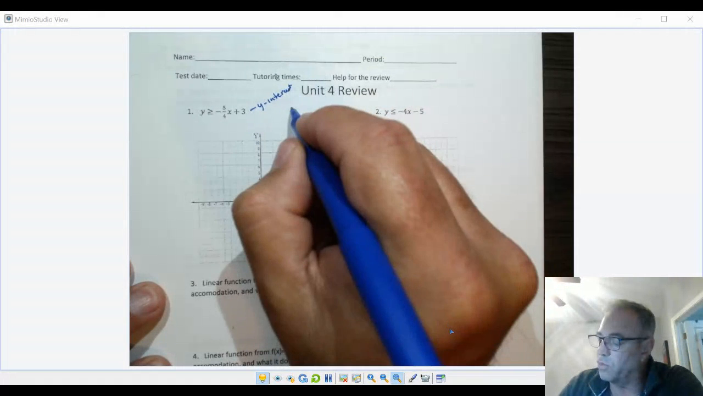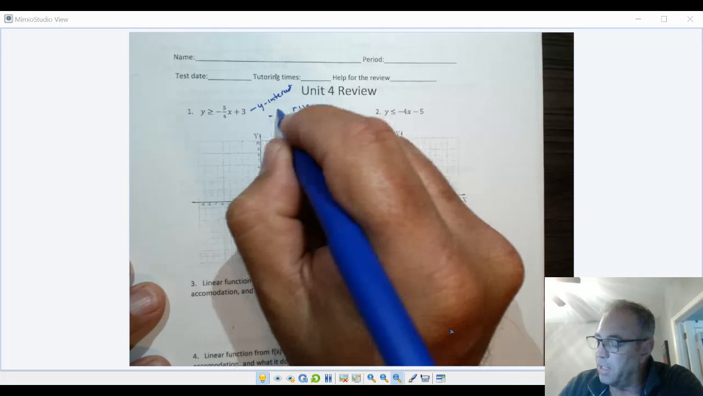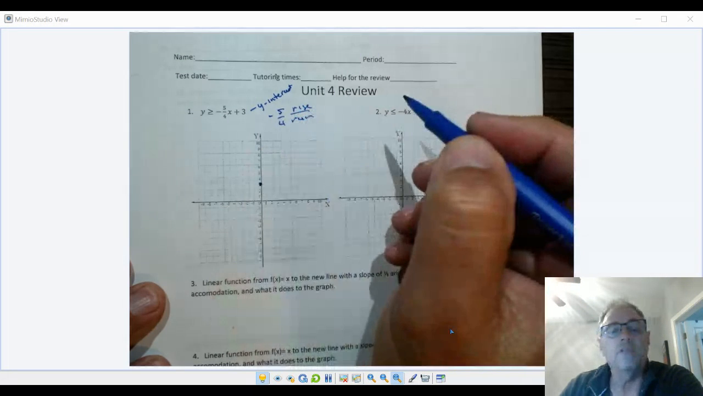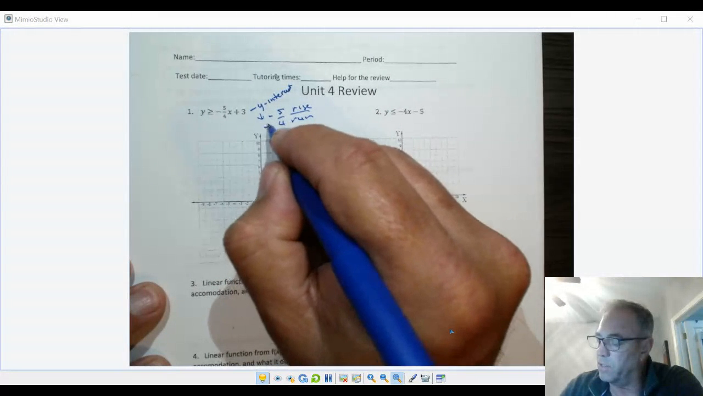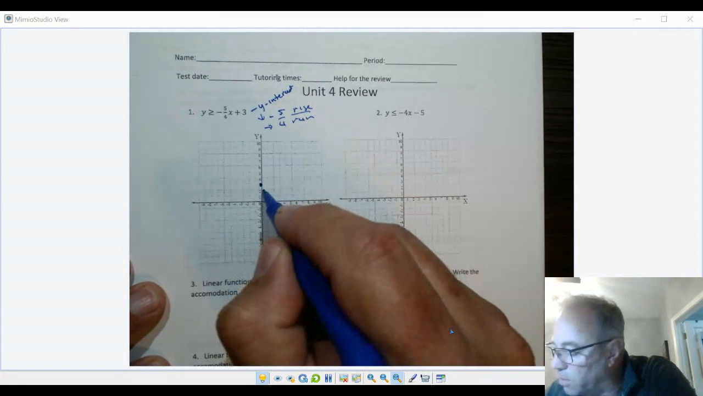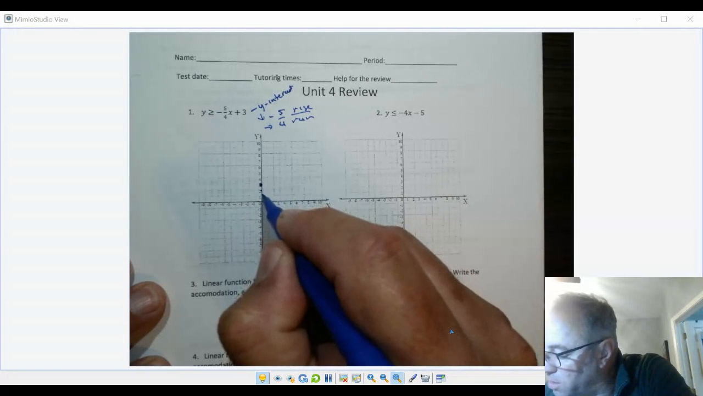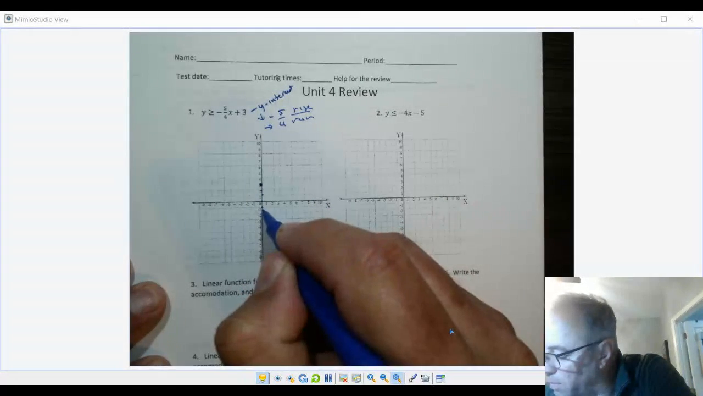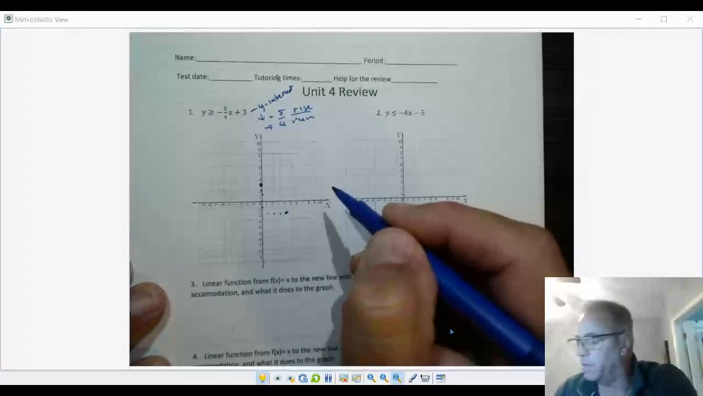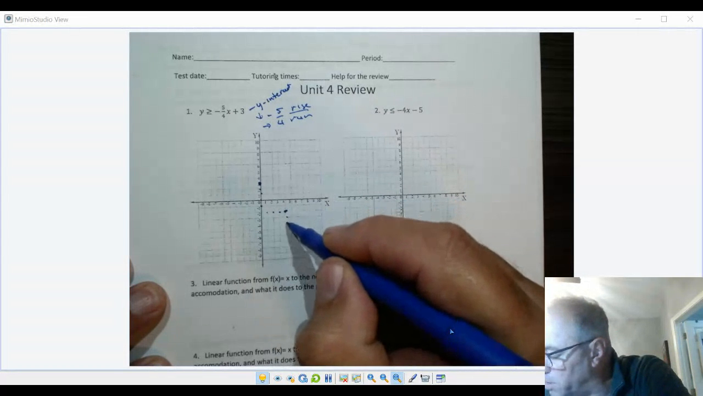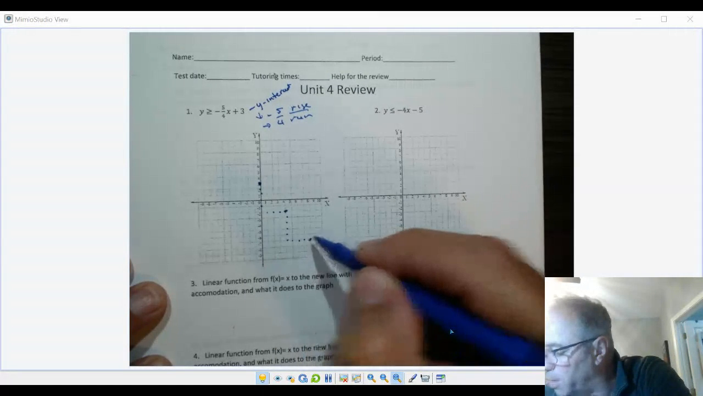I'm going to use rise over run. Rise over run in this case is the number in front of x, which is negative 5 over 4. The negative tells me to go down, and the positive 4 tells me to go to the right. So I'm going to go down 5, then over 4, 1, 2, 3, 4. So I put a dot there. And I can do the same thing: 1, 2, 3, 4, 5, then 1, 2, 3, 4. Put a dot there.